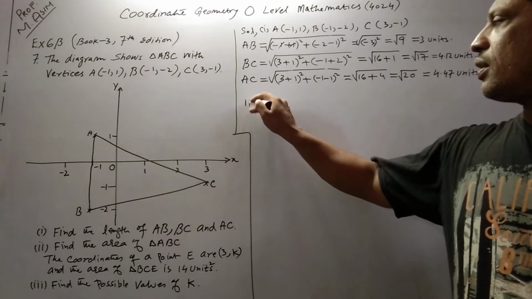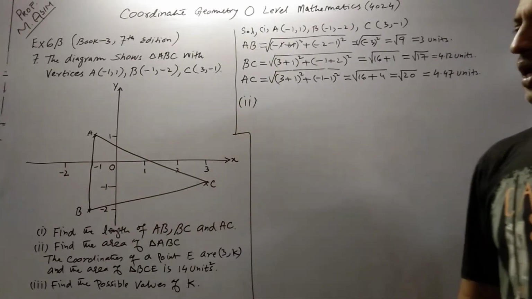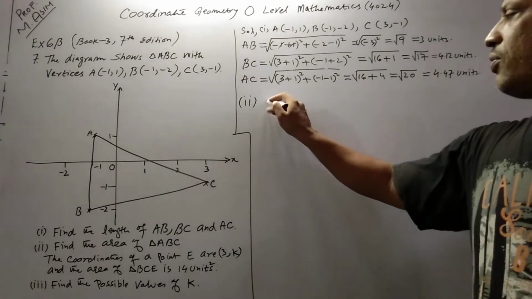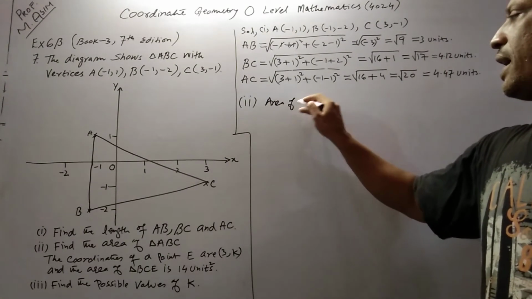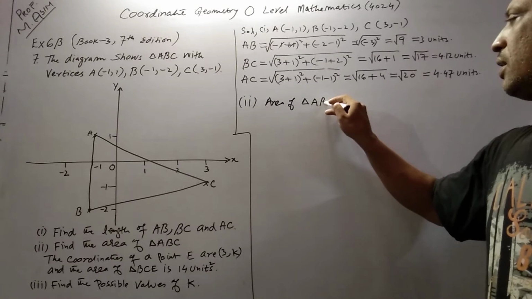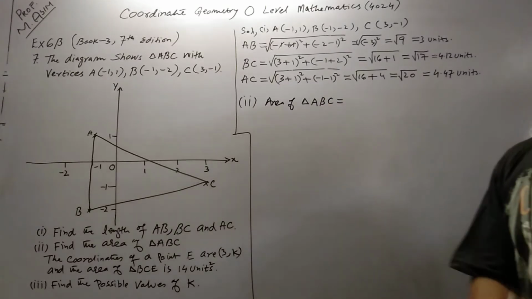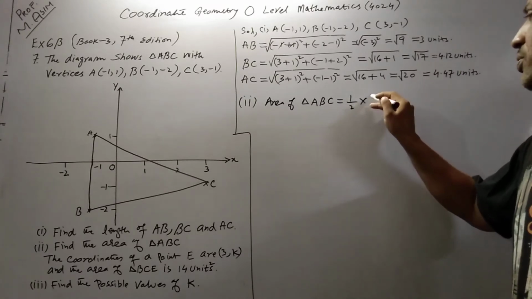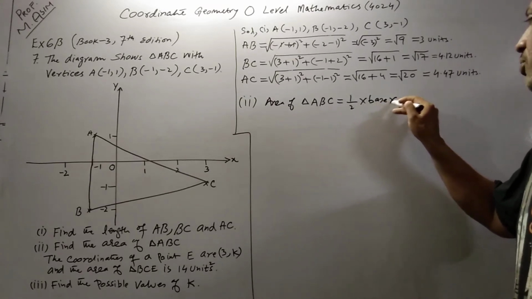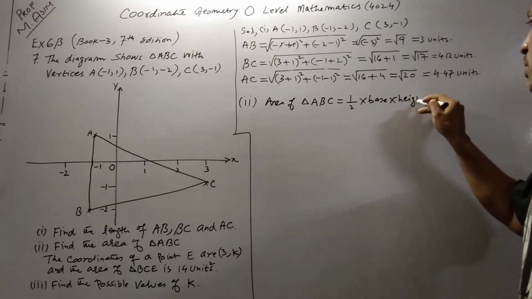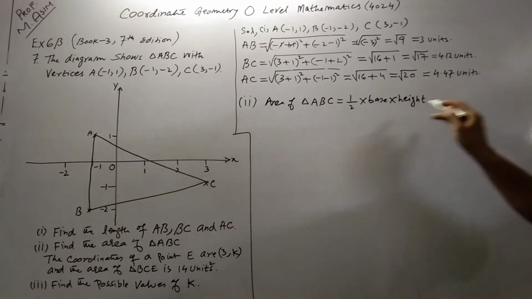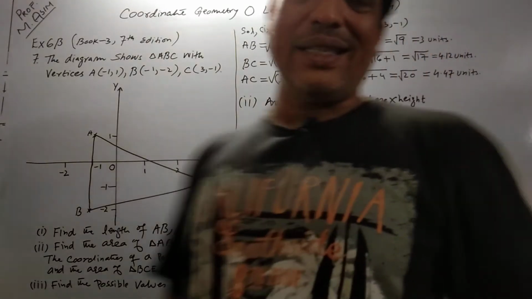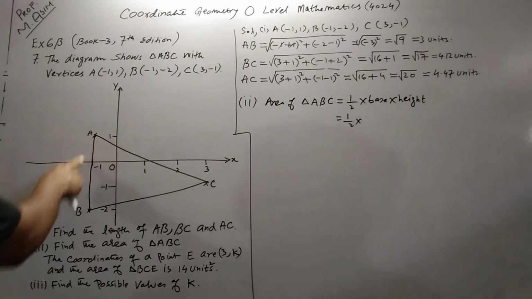Now see part 2. Part 2 is find the area of triangle ABC. You know how to find the area of a triangle. What is the general formula for the area of any triangle? 1 upon 2 into its base into its height. So 1 upon 2, if you take the base as AB, see this is AB.